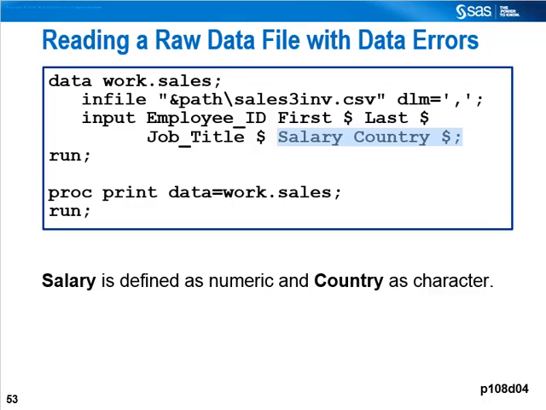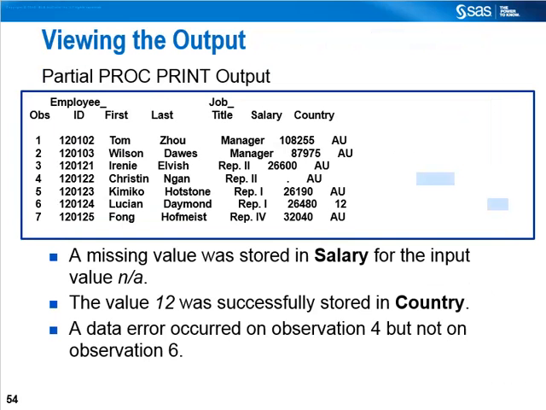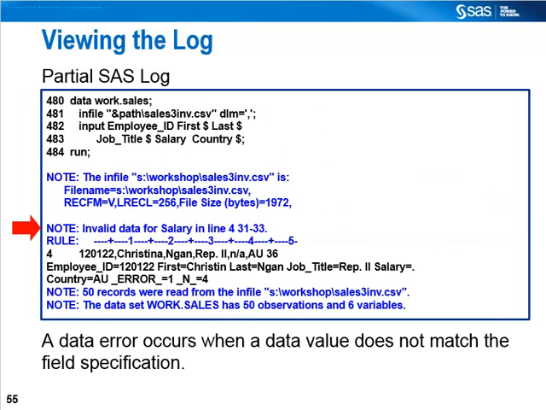Here is the complete program. Notice that salary is a numeric variable and country is a character. When we view the output, a missing value was stored in salary for the input value NA. The value 12 was successfully stored in country. A data error occurred on observation 4 but not on observation 6. When we view the log, the data error occurs when the data value does not match the field specification.